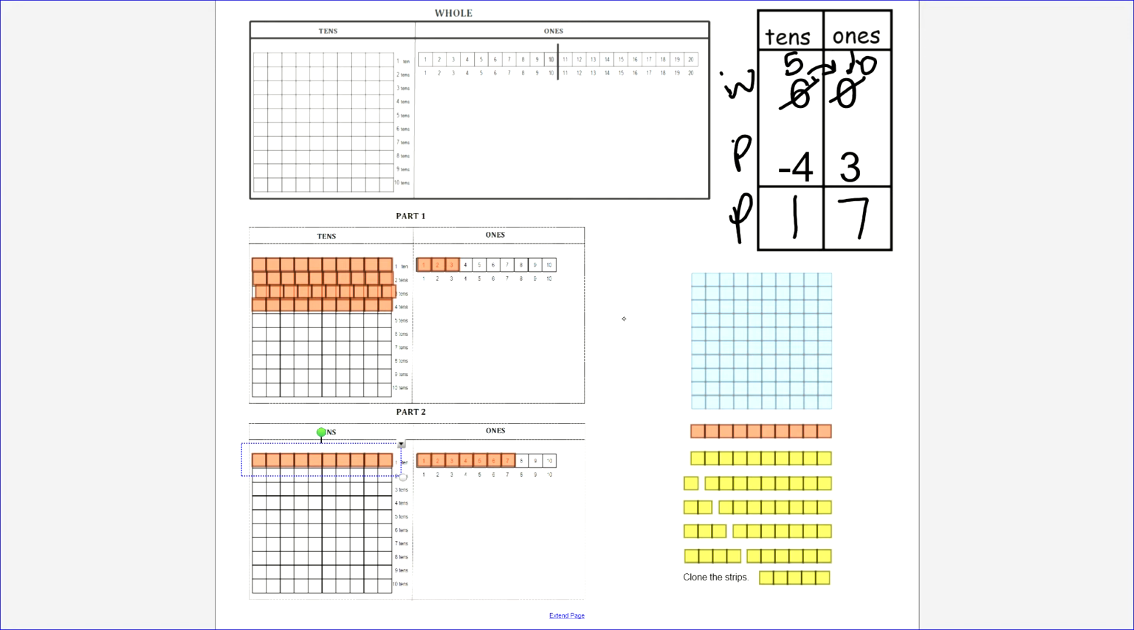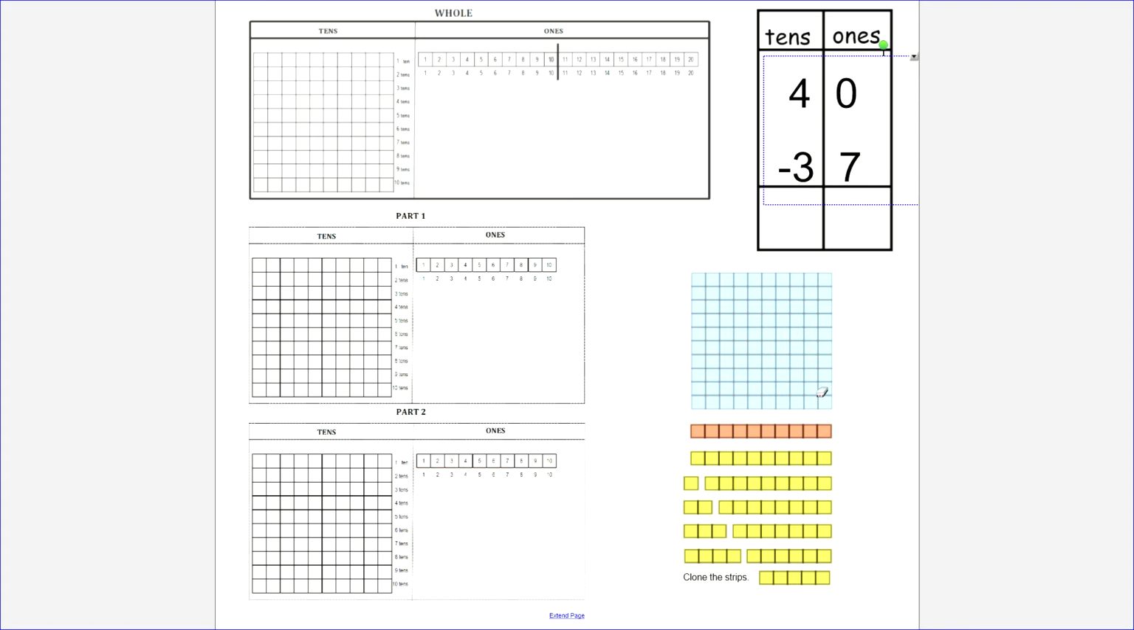I could quickly check this by adding my two parts together. I could add my part 17 plus my part 43, and if I'm correct, it will equal 60. Oh yes, 17 plus 43 equals 60. So our answer, 17, is the correct missing part.